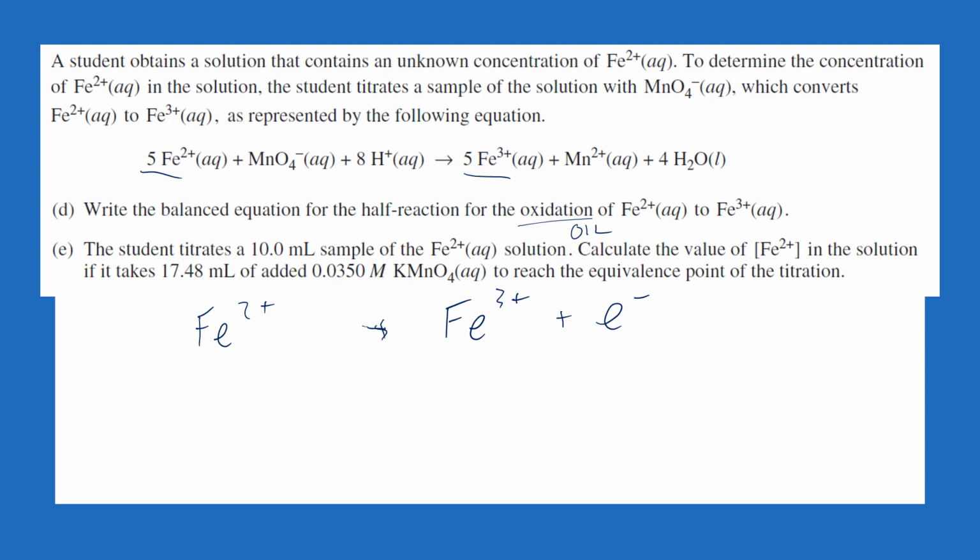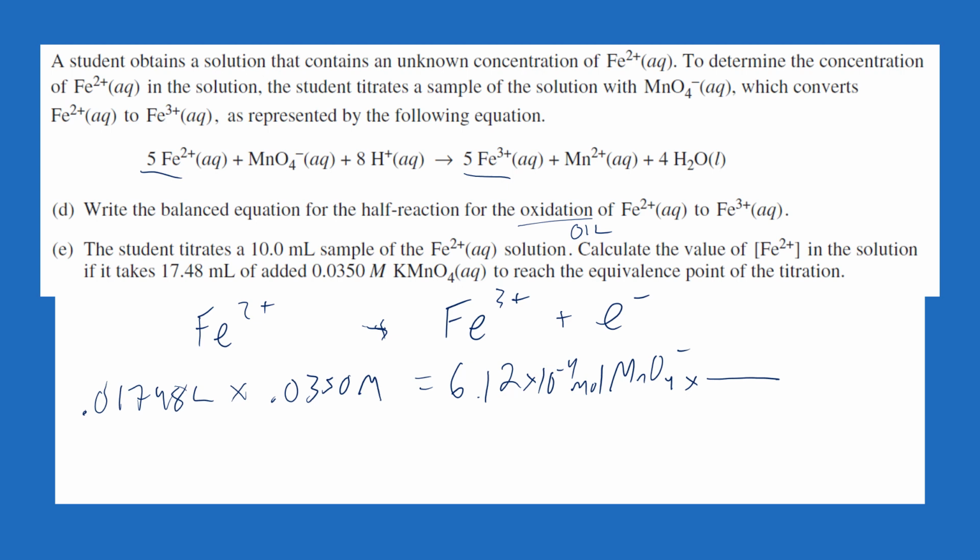Now for part E, the student titrates a 10 milliliter sample of the Fe2+, calculate the concentration. If it takes 17.48 milliliters, I'm going to change that to liters, and we've got 0.0350 molarity. Now remember that liters times molarity gives us moles, so when we multiply, we get 6.12 times 10 to the negative 4th moles of that MnO4 negative.